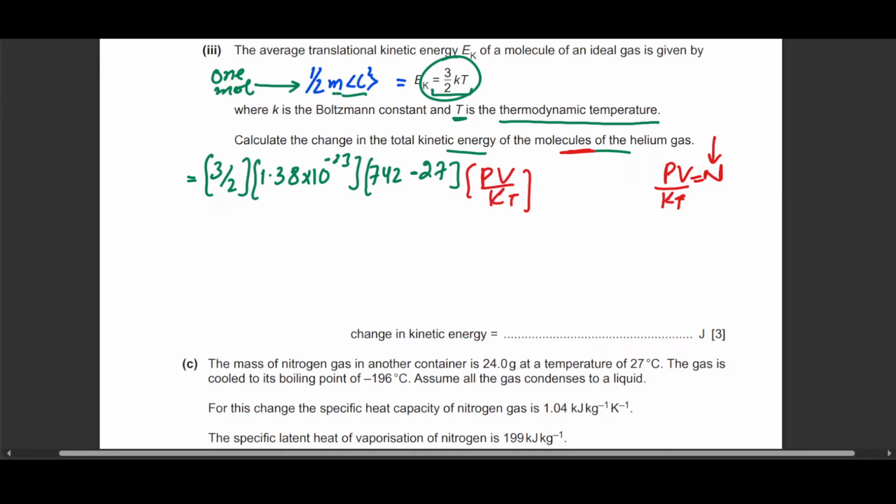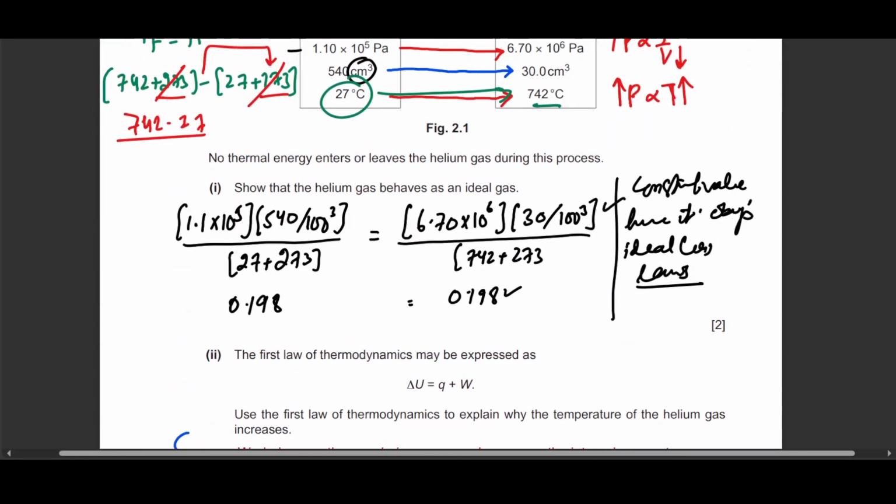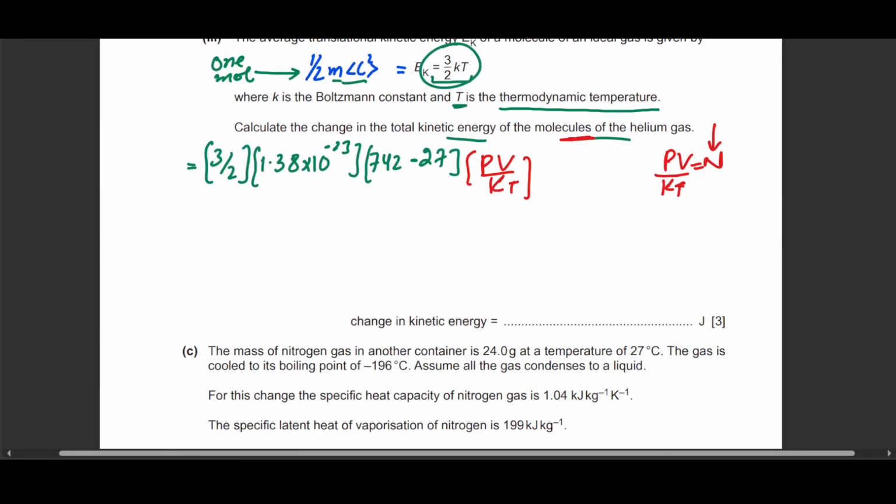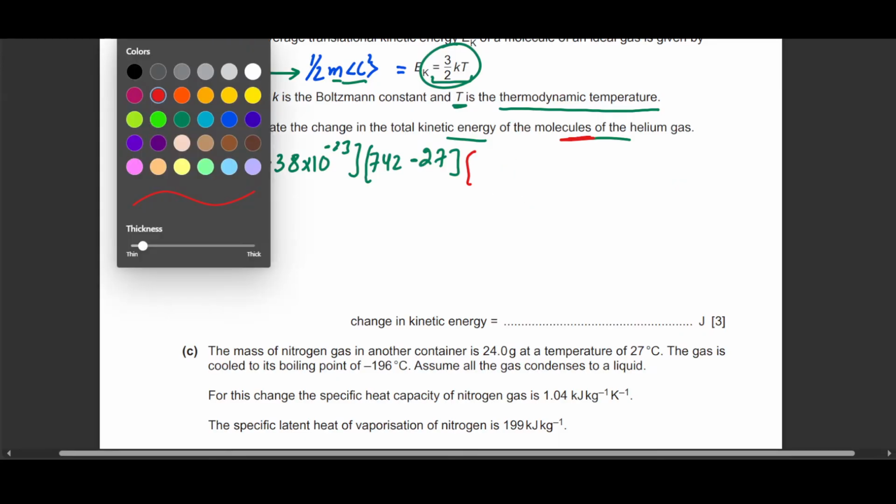Now this PV divided by kT could be for any other situation. It could be for the initial state. You could use the data of the final state. It would not matter. Okay. So I'm using the data for the initial state. It does not matter. So I'm going to write down PV divided by kT.